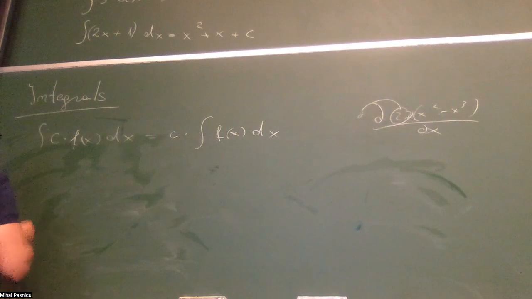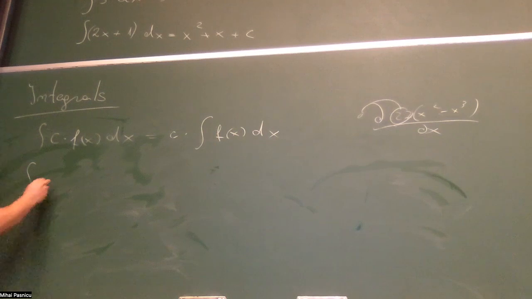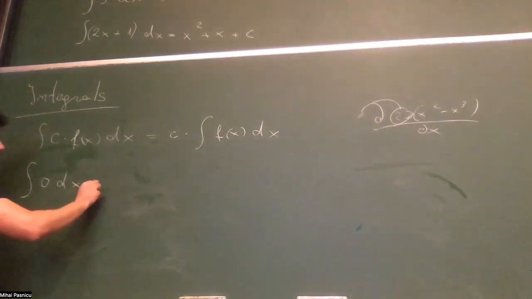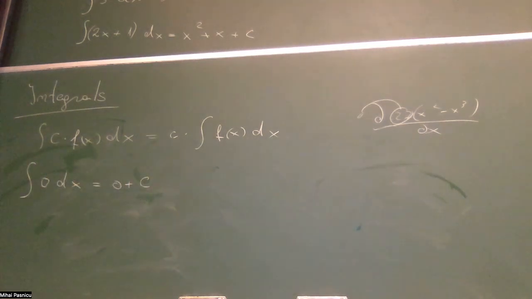Now, the integral of 0 dx. What is the integral of 0? It's not 0. It's 0 plus a constant. If I take the derivative of any constant, I'm going to get 0. Okay.